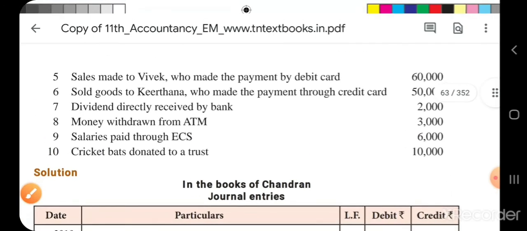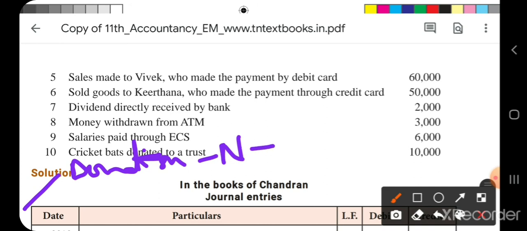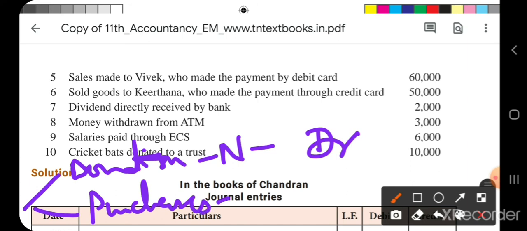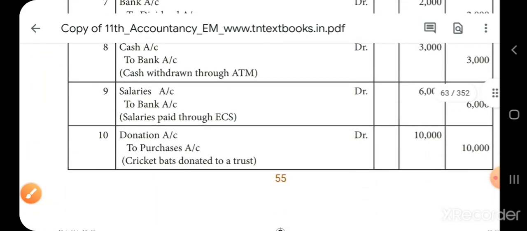The next one, cricket bats donated to a trust. Here, donation is an expense, so it is treated as a nominal account. Debit all expenses and losses, so you debit. Now, how do you donate these cricket bats out of the stock? Stock means out of the purchases. So purchases is treated as a real account since it is related to goods. Debit what comes in, credit what goes out. Here, the stock is going out of the business, so you credit purchase. The entry is donation account debtor to purchases account.